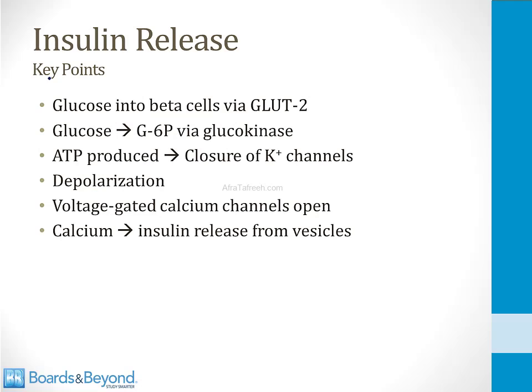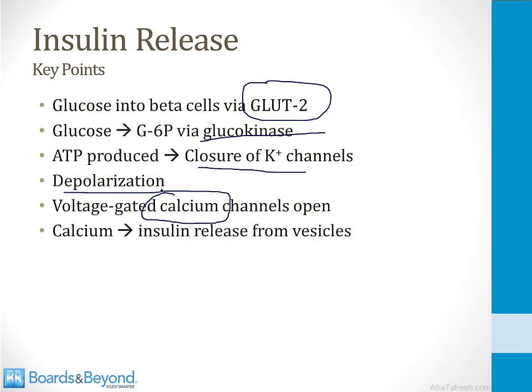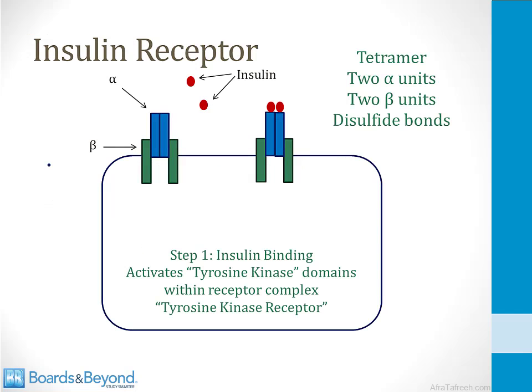So I've summarized the key points about insulin release on this slide. Glucose is brought into beta cells via the GLUT2 transporter. Glucose is converted to glucose 6-phosphate via glucokinase. ATP is produced, which leads to closure of potassium channels, and that leads to depolarization. Voltage-gated calcium channels open, and the calcium triggers insulin release from vesicles. Everything we've talked about up to this point has involved the production and release of insulin from beta cells in the pancreas.